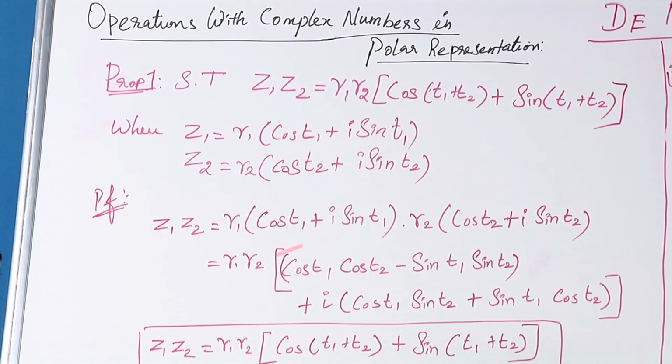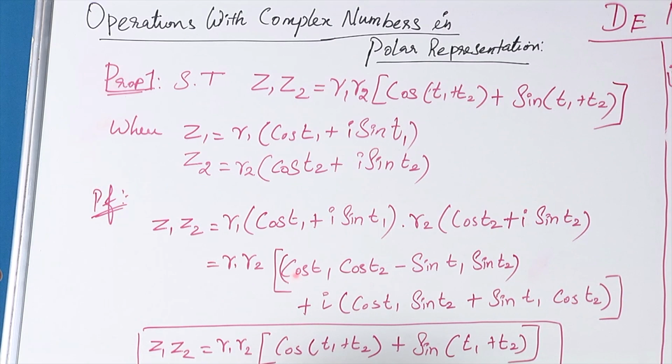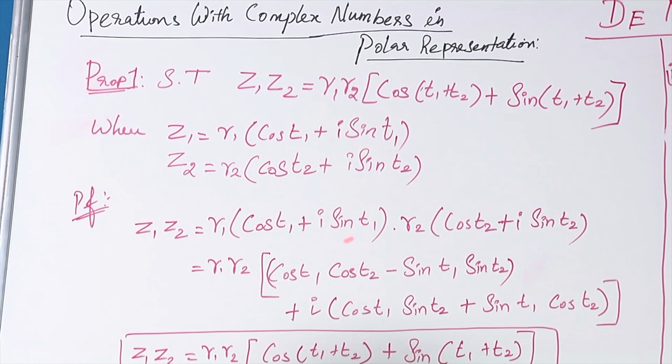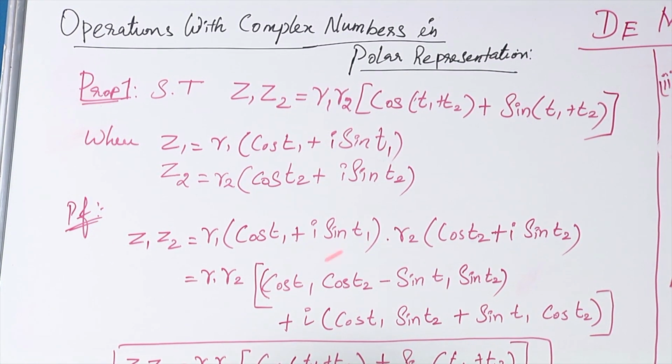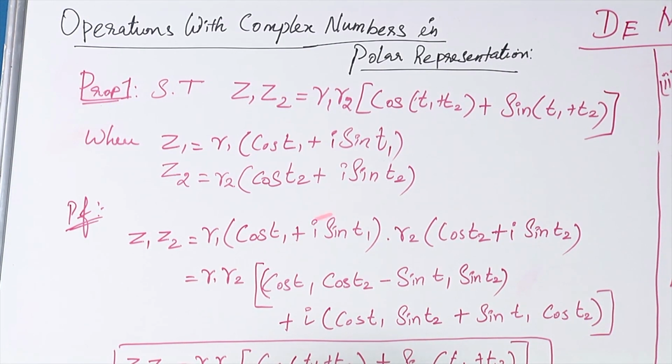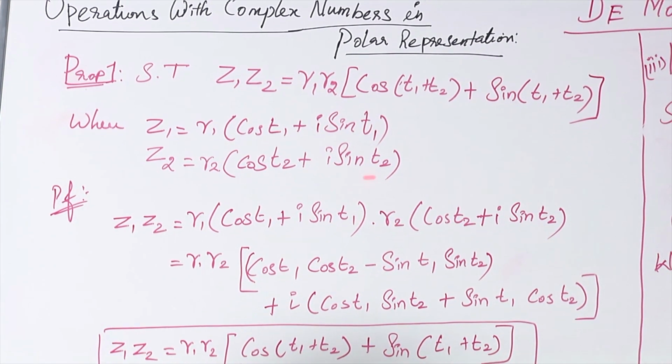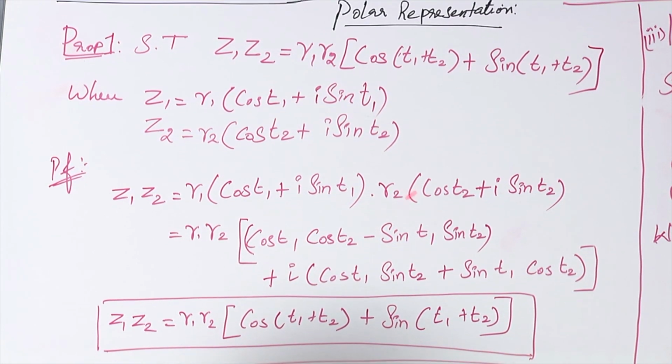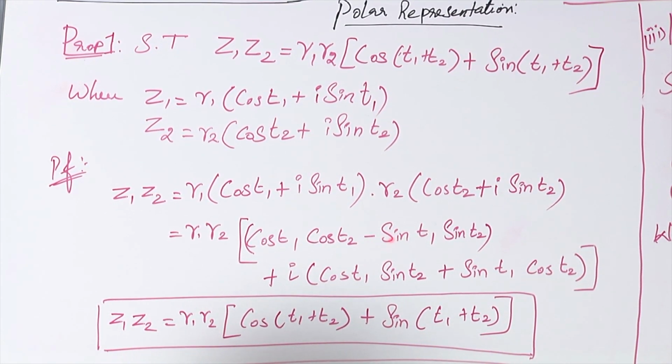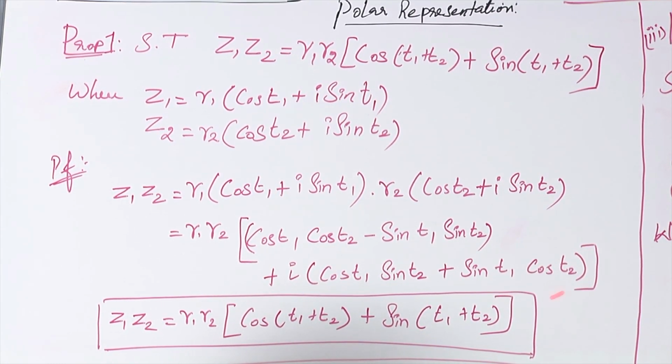But what about the proof? The proof is quite simple. Z1 Z2 is equal to, just write down all the terms, R1 (cos T1 plus I sin T1) times R2 (cos T2 plus I sin T2). When we do the product, you multiply all the terms. So, cos T1 cos T2, then I sin T1 times I sin T2, but when you do I squared it becomes minus, since I squared is minus 1. Similarly, while continuing the product, you get all these terms.